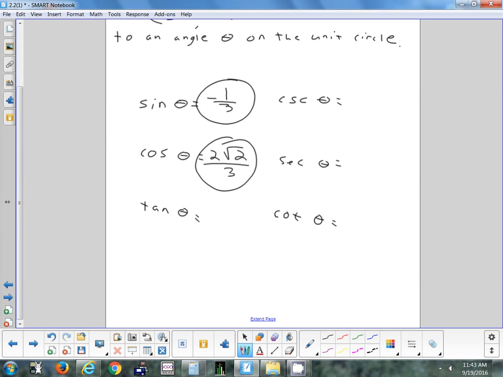Brianna, you don't have to tell me the final answer for tangent, but how did you do it? I take negative 1/3 over 2 square roots of 2 over 3. Yeah, so negative 1/3 divided by 2 root 2 over 3. And I can take the one that's in the bottom, flip it, and multiply. But what's going to end up canceling out? The 3's are gone.